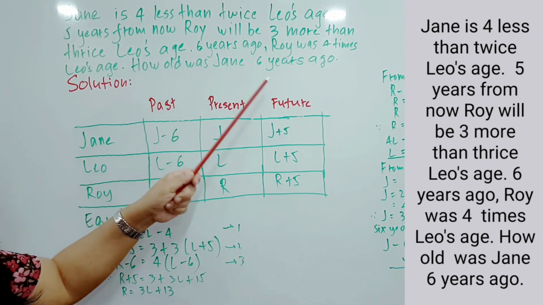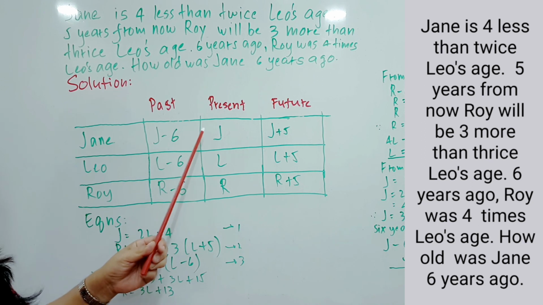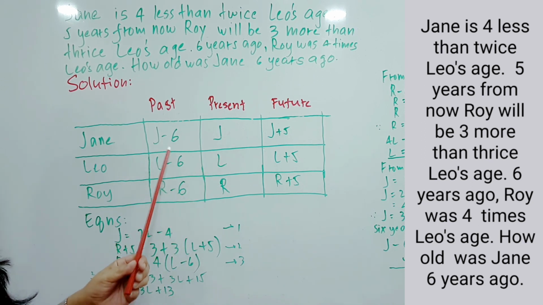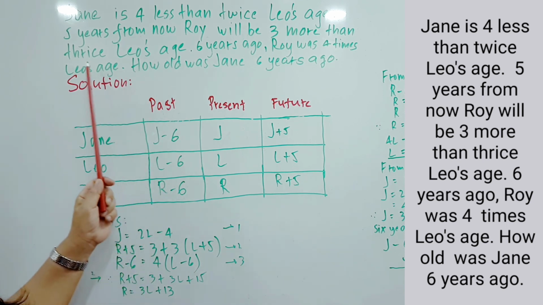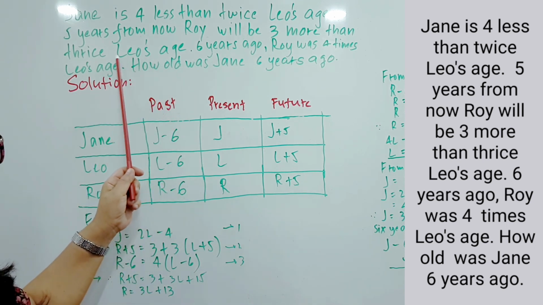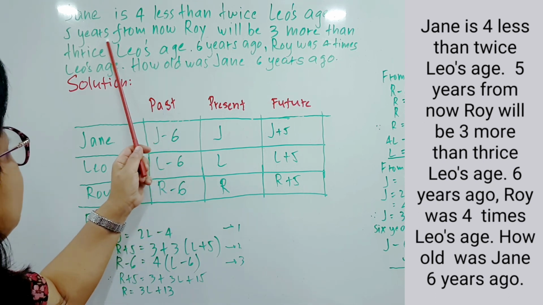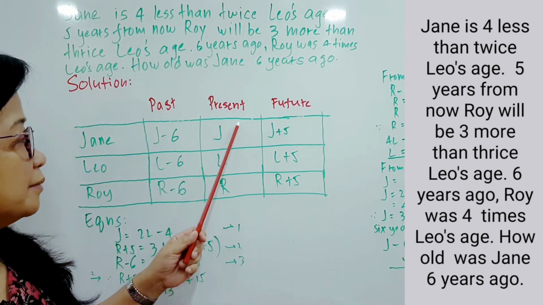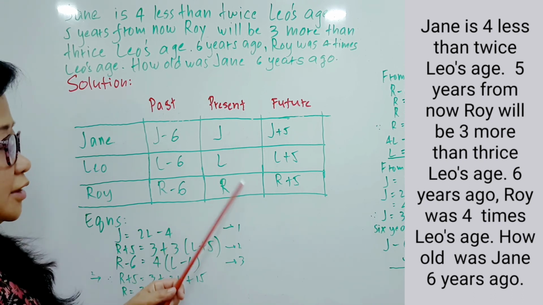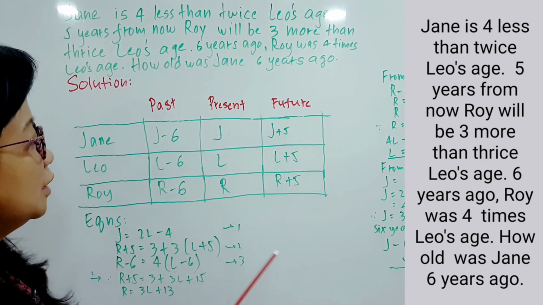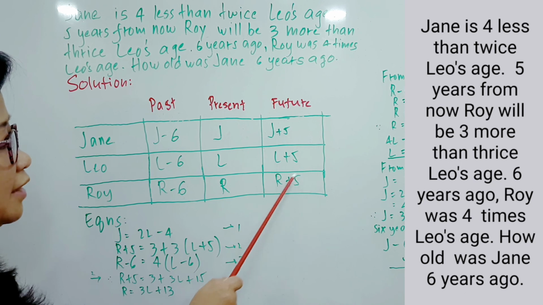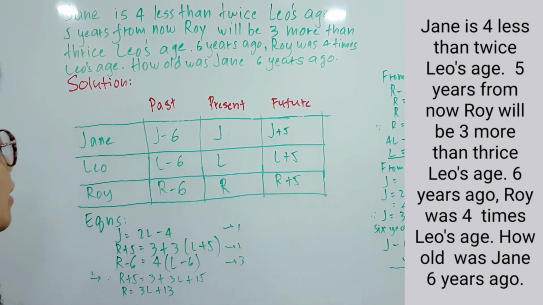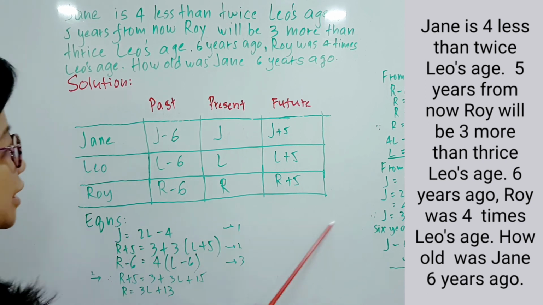Ngayon, 6 years ago, that means, ang present age nila minus 6. So, J minus 6, L minus 6, and R minus 6. These are their past ages. Now, meron ditong nakasulat na 5 years from now. That means, 5 years from the present age. So, we'll add another 5 sa present age nila. So, J plus 5, L plus 5, and R plus 5. So, meron na tayo, natabulate na natin yung ages nila.